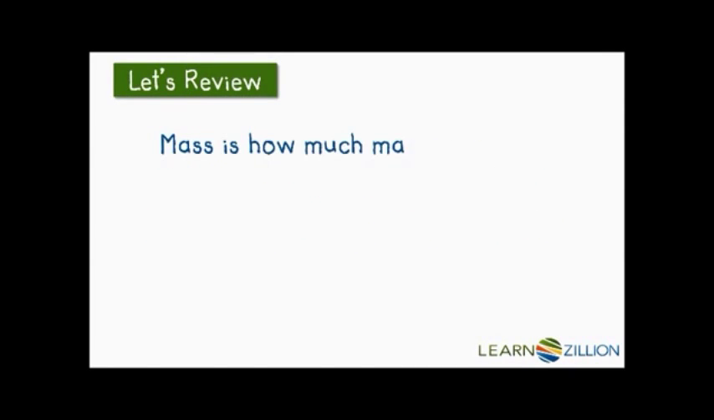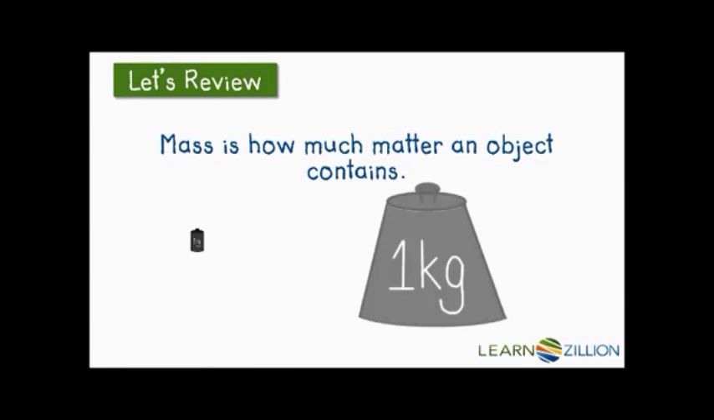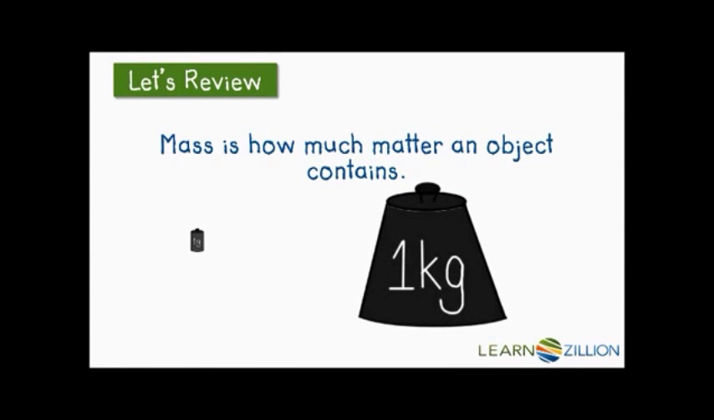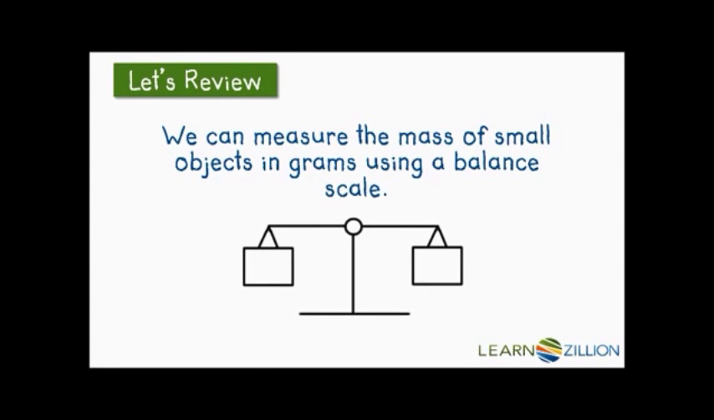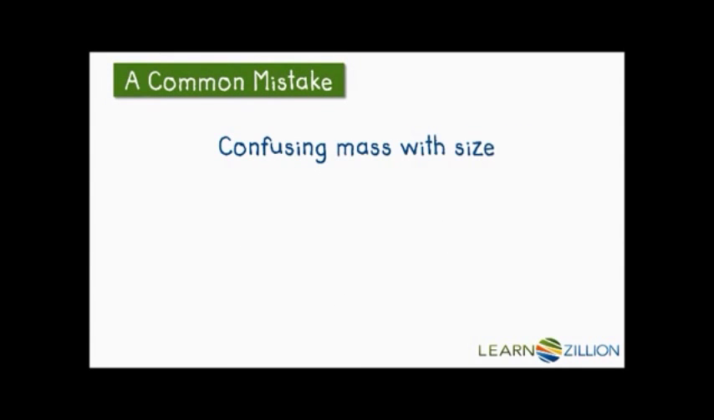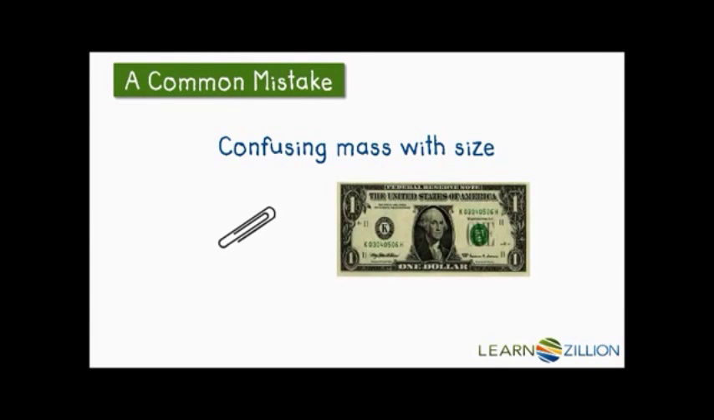Let's review. You already know that mass is how much matter an object contains. It can be measured in grams or kilograms. And you know that you can measure the mass of small objects in grams using a balance scale. A common mistake is confusing mass with size. For example, this paper clip is a very different size than this dollar bill, but they both have a mass of about 1 gram.